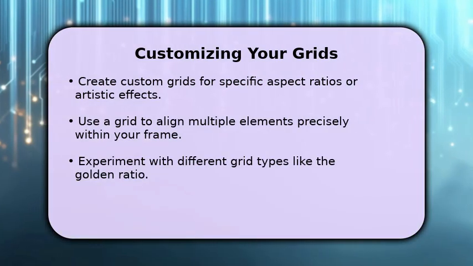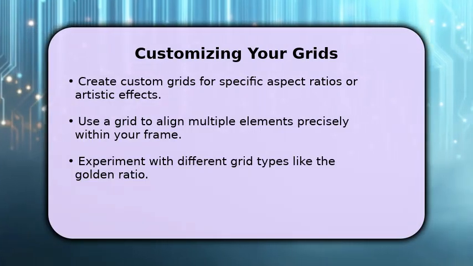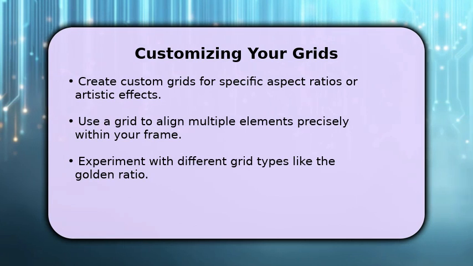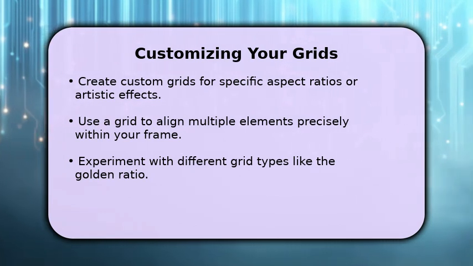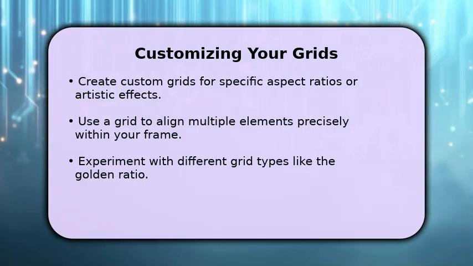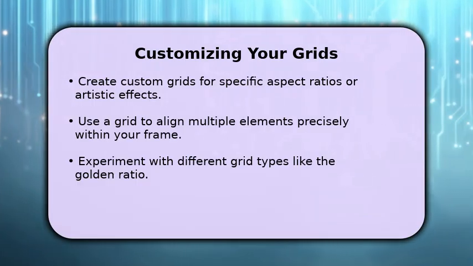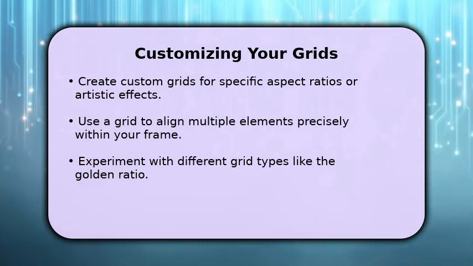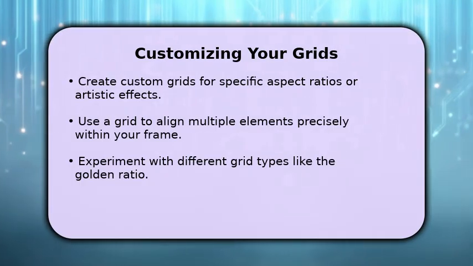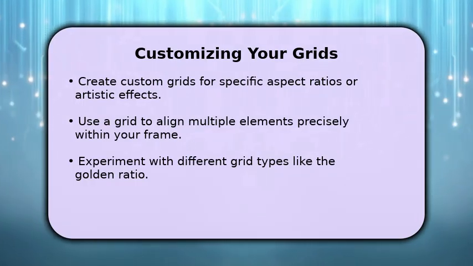Beyond the standard rule of thirds, you can explore more advanced grid techniques. Some software allows you to create custom grids, perhaps for specific aspect ratios or to align multiple elements with extreme precision. You might also experiment with other compositional guides, such as the golden ratio or diagonal method, which offer different aesthetic appeals. These custom grids provide even greater control, helping you achieve unique and sophisticated compositions in your photography.